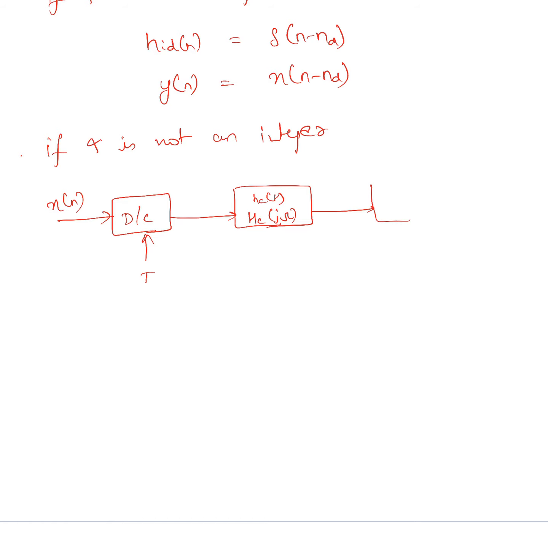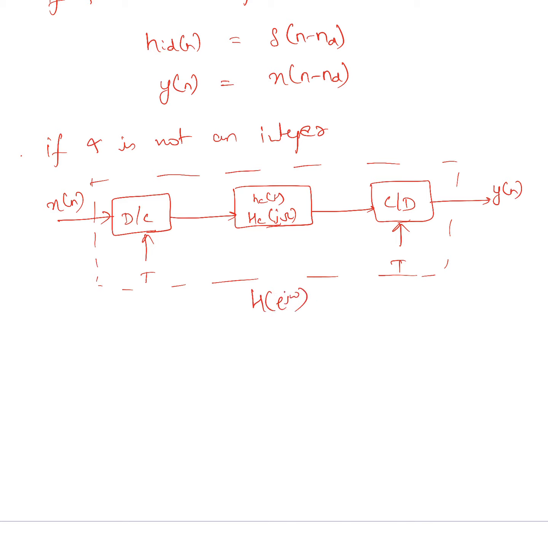and then finally it is again converted from continuous to discrete time with some sample time T to yield the sequence y[n]. Okay, and this we have labeled in the past as H(e^{jω}). So this signal is the continuous time input signal, and the output of course would be a continuous time signal.